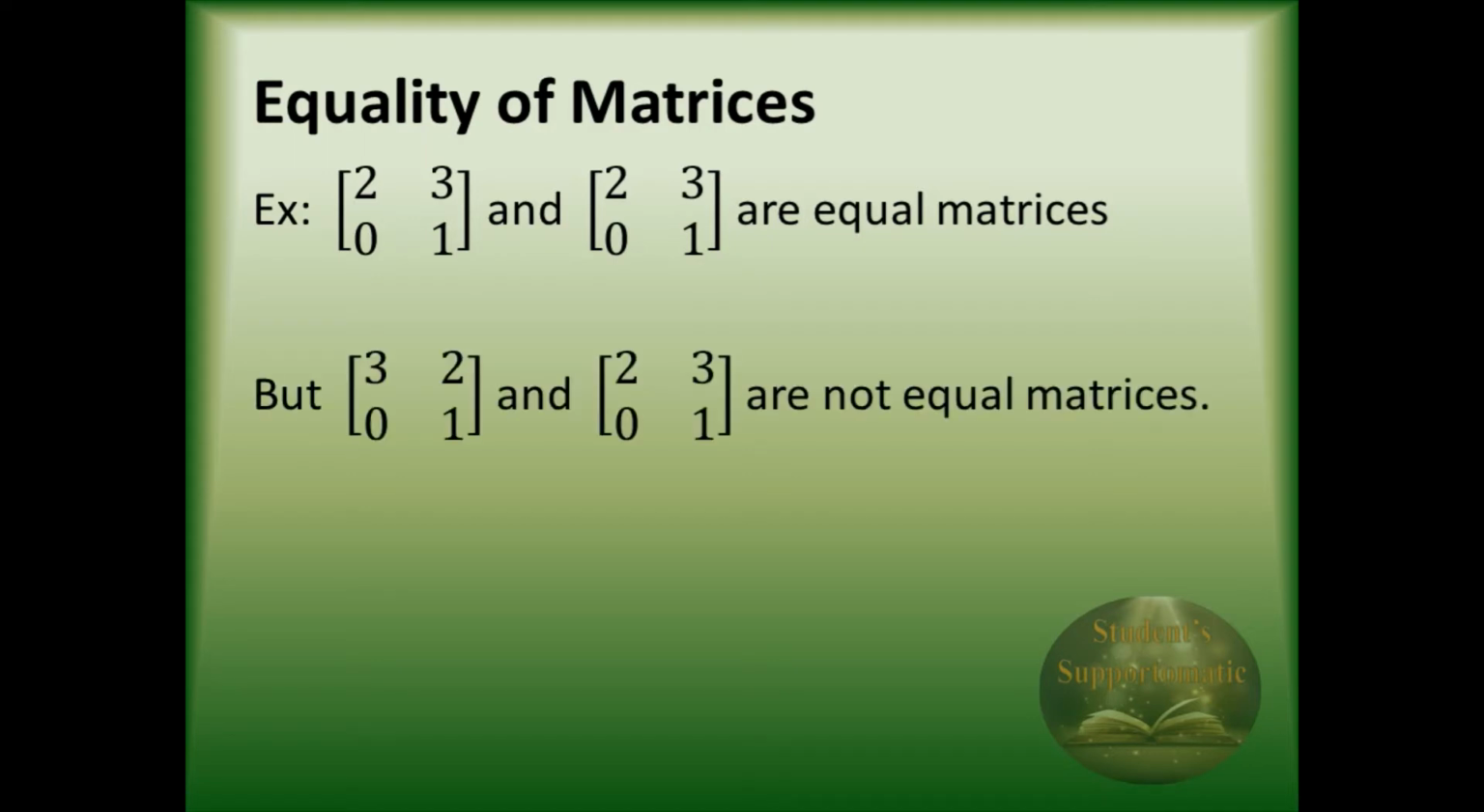But see here, the order is the same and the elements are the same, but they are not equal. Here we have 3 2 0 1 and 2 3 0 1, with the same elements, but in position 1 1 here the element is 3, while in the second matrix it is 2. These two elements are not the same, therefore this is not equal. The second row is the same, 0 1 and 0 1, but the first row is different. It is 3 2 in the first matrix and 2 3 in the second matrix. They are not the same, so these two matrices are not equal.